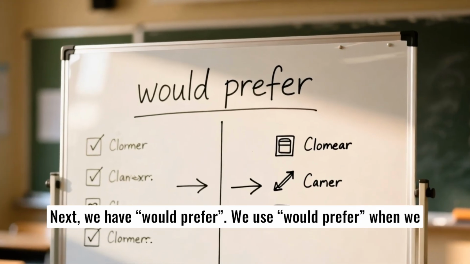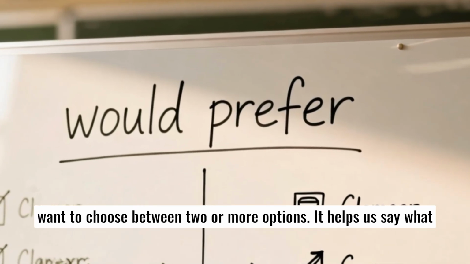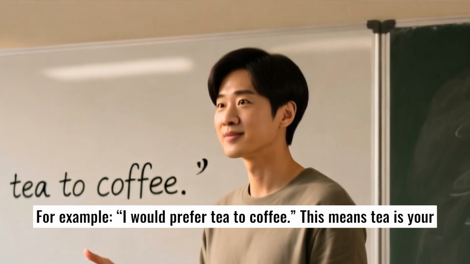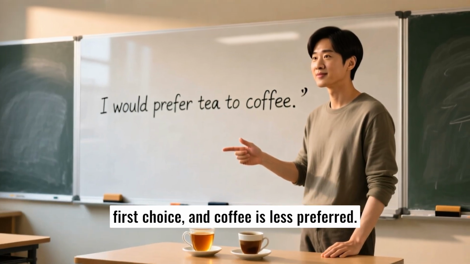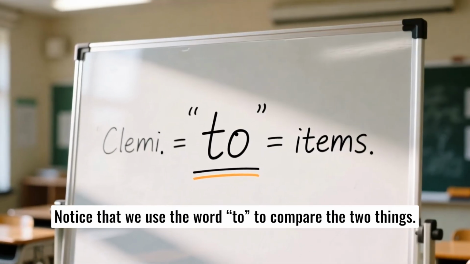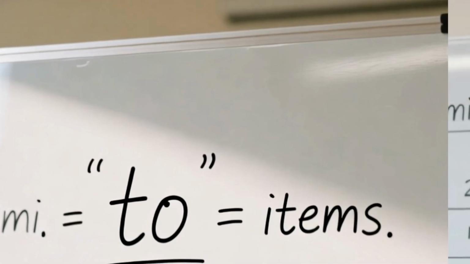Next, we have would prefer. We use would prefer when we want to choose between two or more options. It helps us say what we like more. For example, I would prefer tea to coffee. This means tea is your first choice and coffee is less preferred. Notice that we use the word to compare the two things.